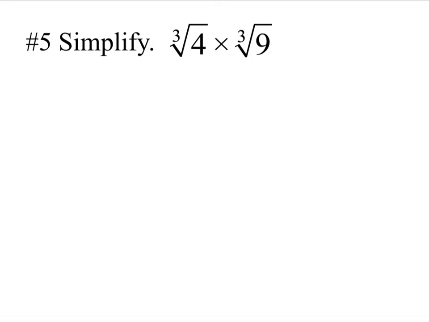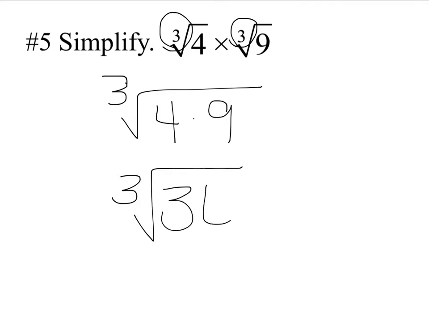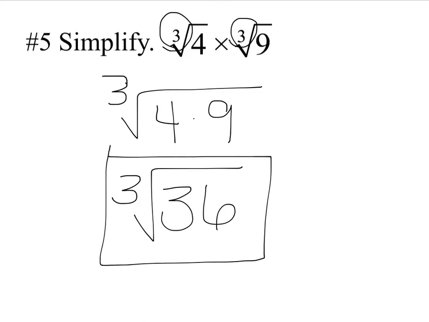Next we have the same situation. It is the cube root of 4 times the cube root of 9. So we're just going to write them both under the same cube root. So 4 times 9. We know that 4 times 9 is 36. So it is the cube root of 36. Again, we don't know how to simplify radicals yet, so we'll just leave it as the cube root of 36.